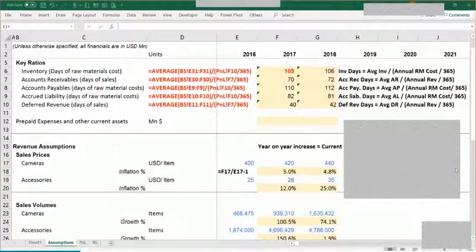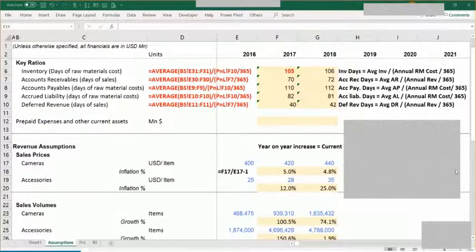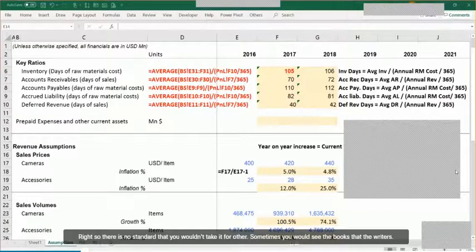So Richie, why did we take only the raw material cost while computing the payables? The thing is that if you have any component to which you can relate your payables, then pick all of those components. There is no standard that you wouldn't take it for others.